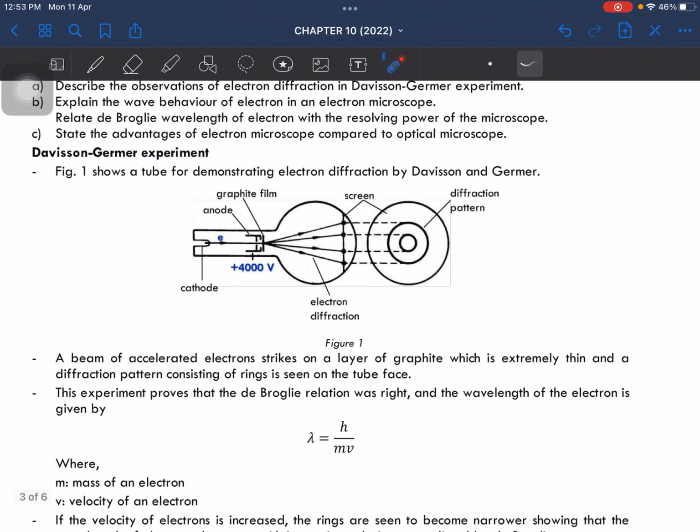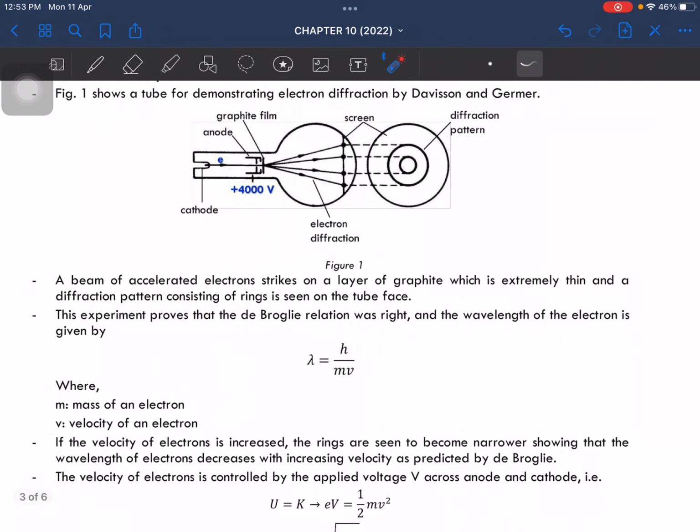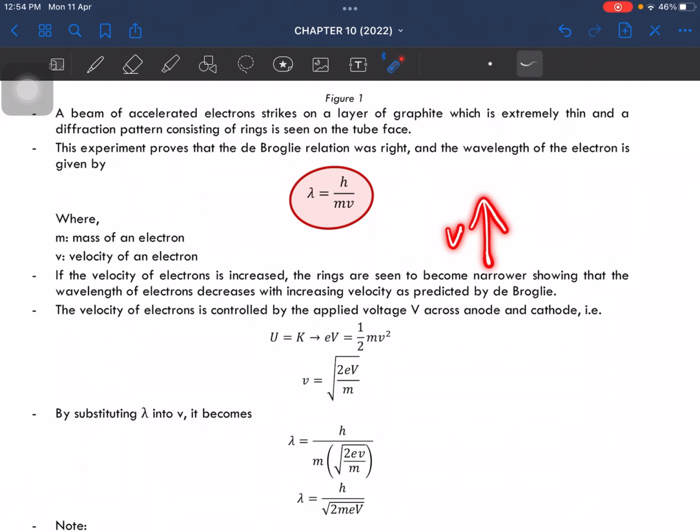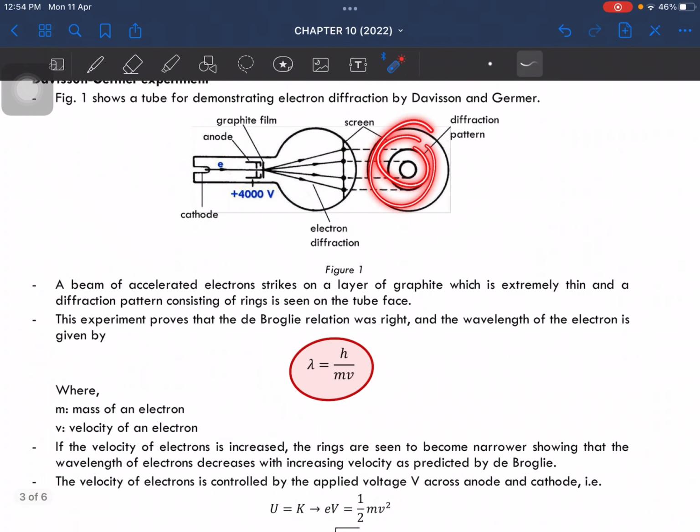So this is our cathode and then this is our anode. There's a graphite film here, so the electron is incident here, so the electron is then diffracted, so it goes onto the screen and there's a diffraction pattern being seen on the screen. This experiment proves that the de Broglie relation was right and the wavelength of the electron is given by this equation here. So if the velocity of the electrons is increased, the rings here become narrower.